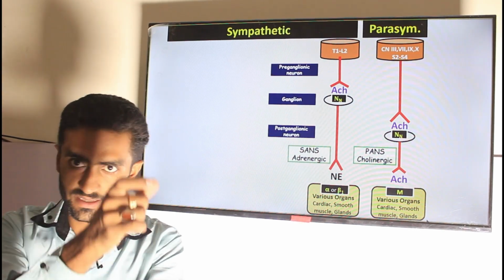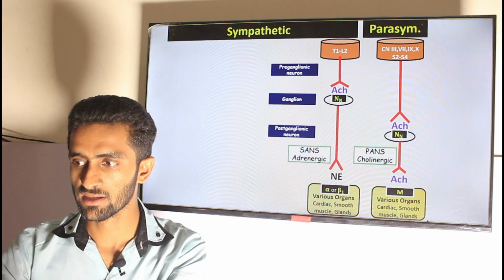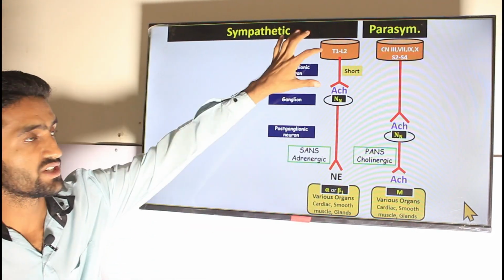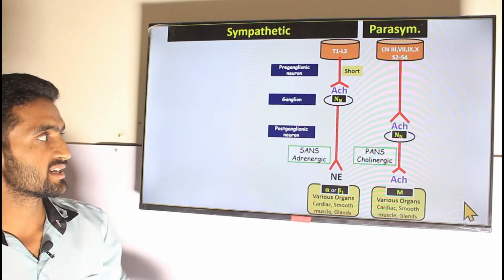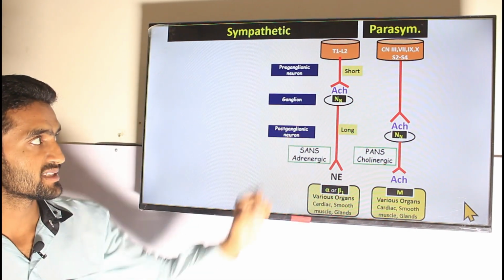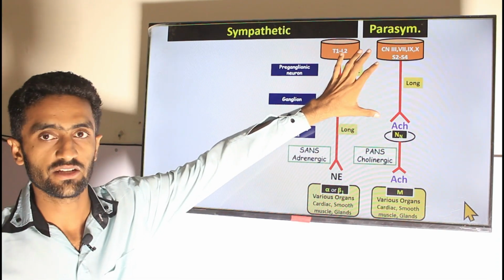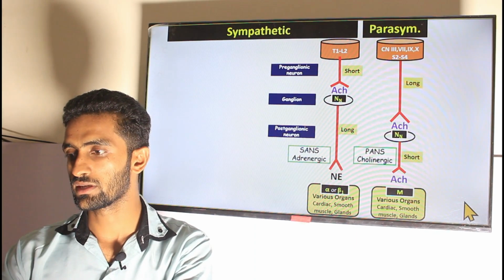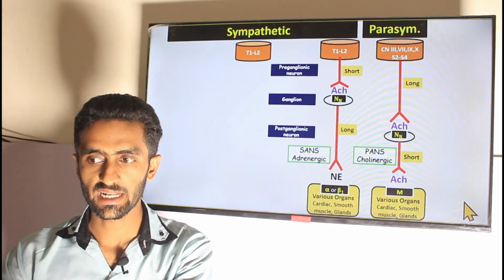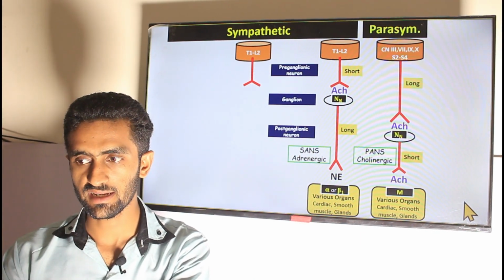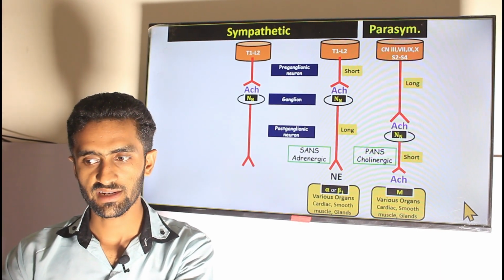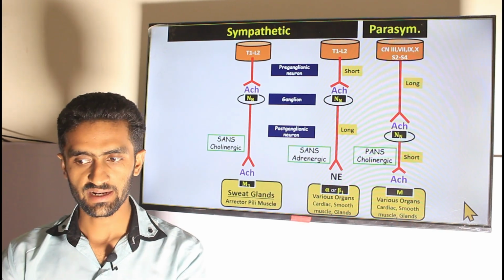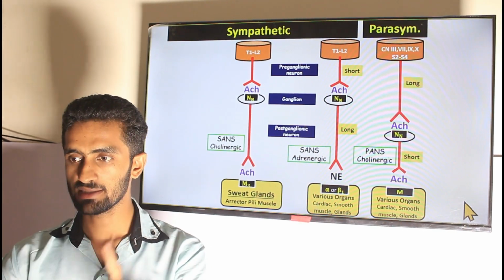One important difference between the parasympathetic and the sympathetic: in the sympathetic, the preganglionic fiber is short, while the postganglionic is long. While in the parasympathetic, the preganglionic is longer, while the postganglionic is short. So this is simple anatomy. In the exceptional case, the preganglionic is acetylcholine and the postganglionic is acetylcholine, though it's sympathetic. The examples are the sweat gland and erector pili muscle. So keep this concept clear.